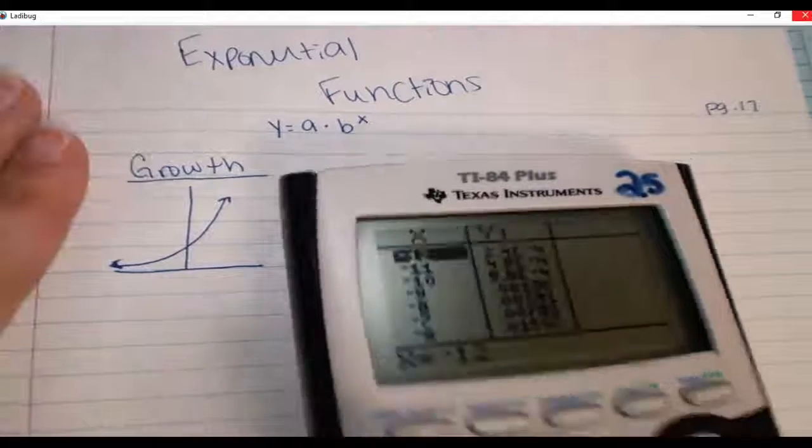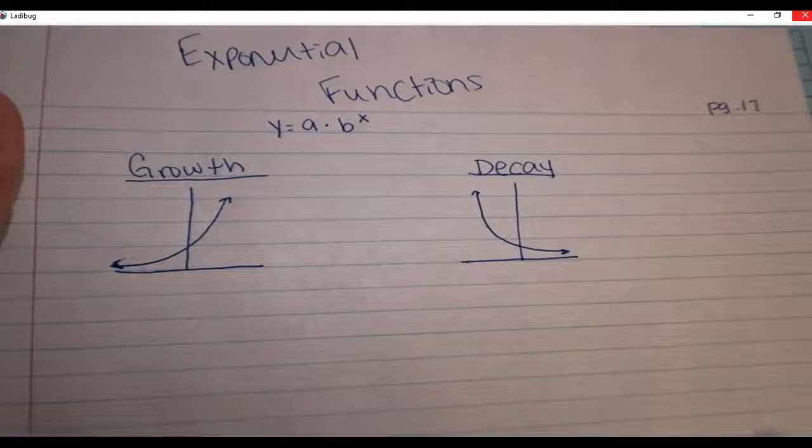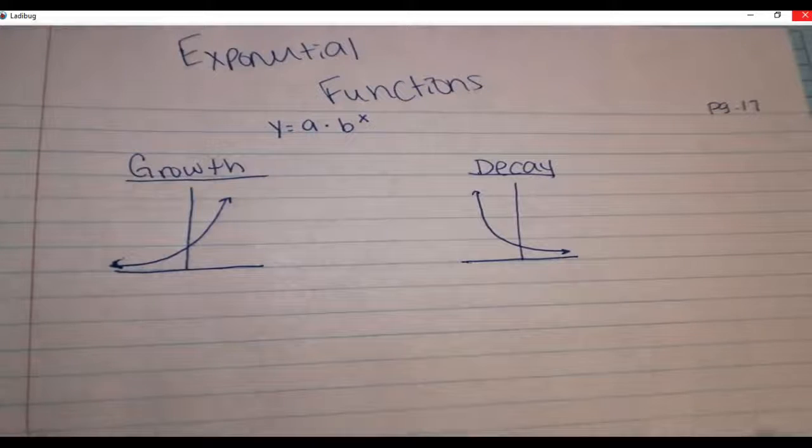So an exponential equation or function has what's called an asymptote. So it'll get really, really close, but it'll never touch it, it'll never cross it. So for this one, that is at 0. So it's going to get super close to 0, but it's never going to equal 0 or negative.